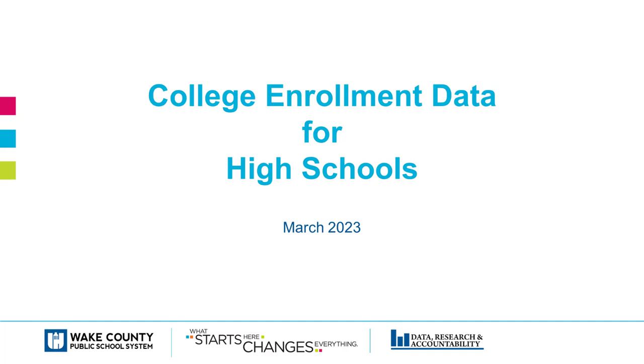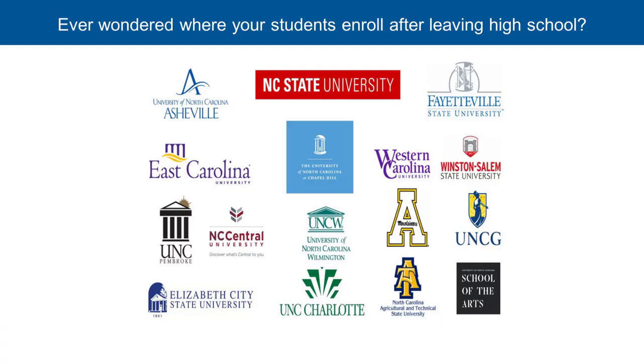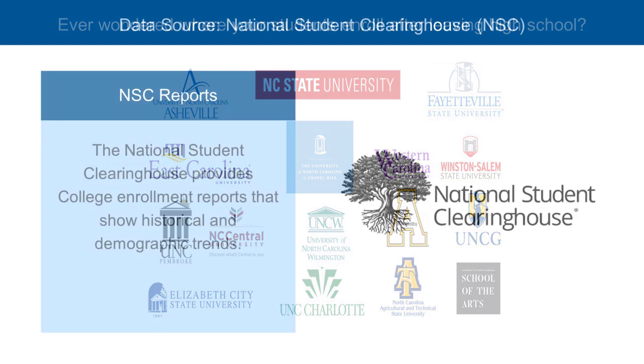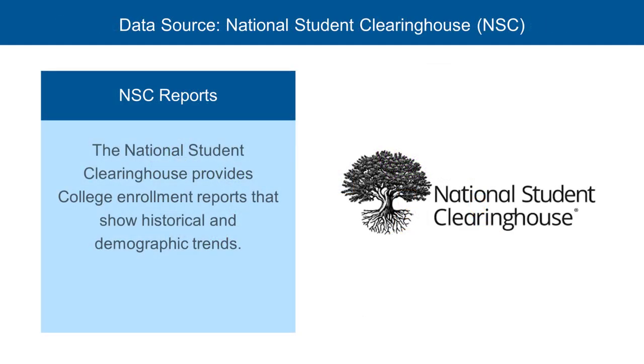Today we're going to discuss several sources of college enrollment data that can be used for high school students and counselors. Have you ever wondered where your students enroll after leaving high school? There are 16 four-year colleges and universities as part of the North Carolina State University system, as well as many community colleges. The main source of data available for student enrollment in colleges comes from the National Student Clearinghouse.